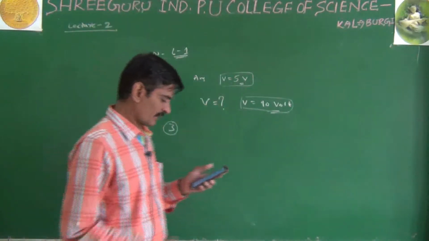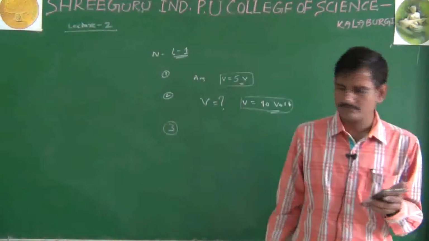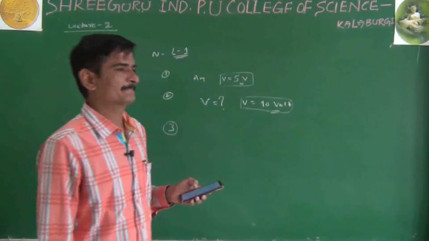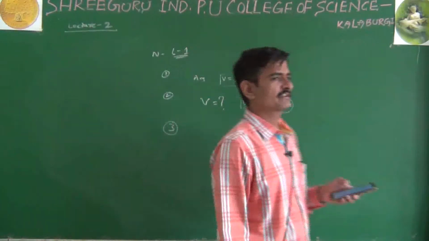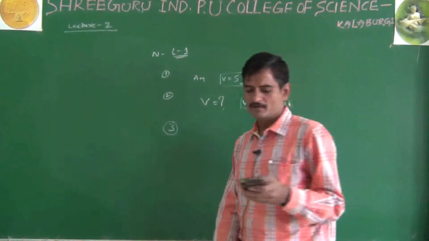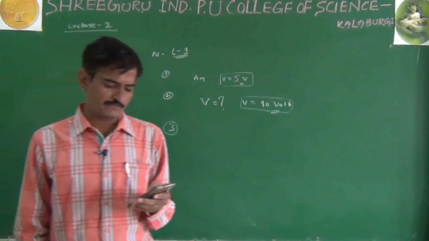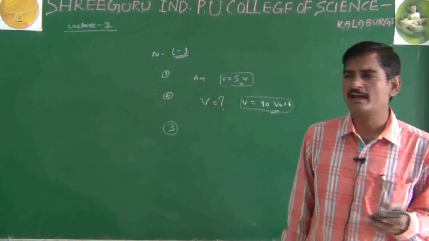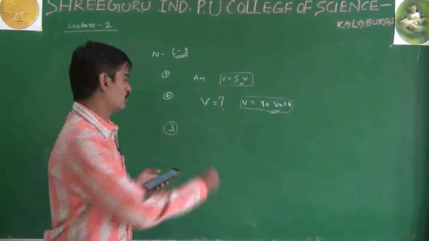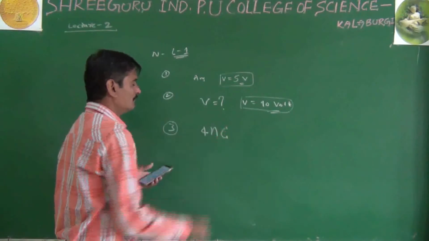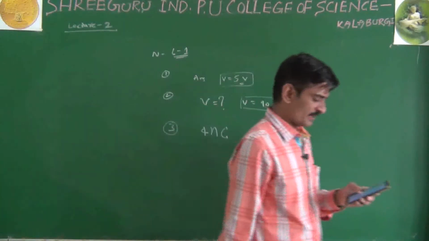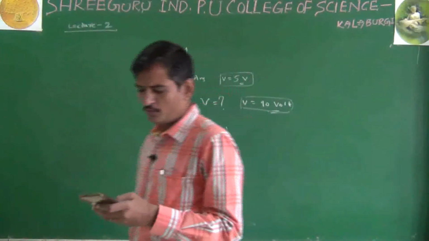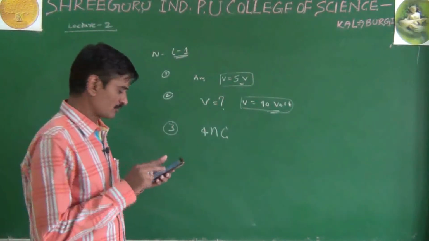Question number 3. Calculate the potential at a distance of 9 centimeter from a charge of 4 nanocoulomb.